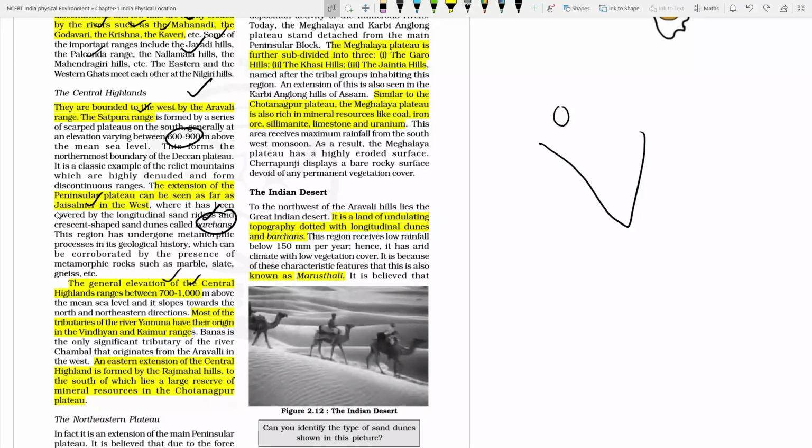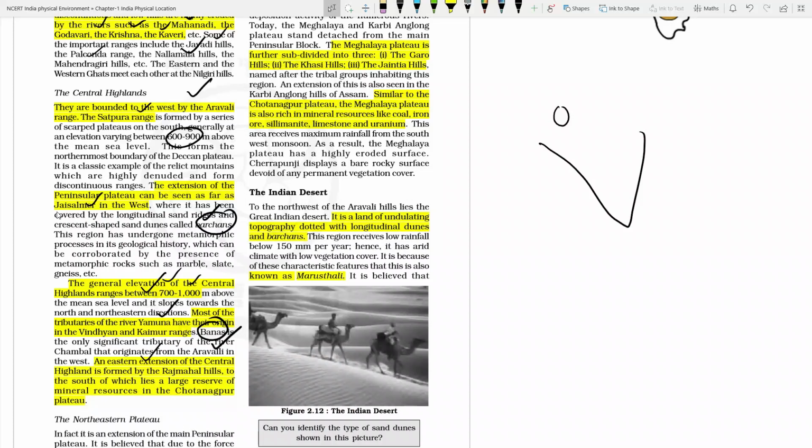At certain places of this Central Highland, the height is 700 to 1000 meter. That's why many small river streams are flowing, which are the tributaries of this Yamuna. Even we can say most of the rivers which are emerging from this area are the tributaries of Yamuna, except one river, that is Banas river, which is originated from the Aravalli region. Fine? So most of the rivers originating from Central Highlands are the tributaries of Yamuna.